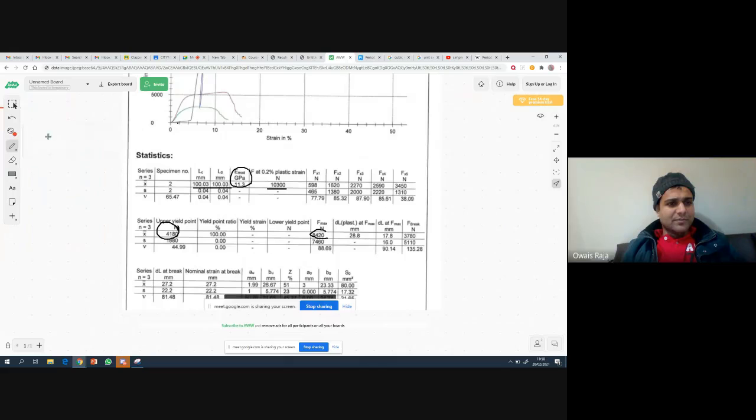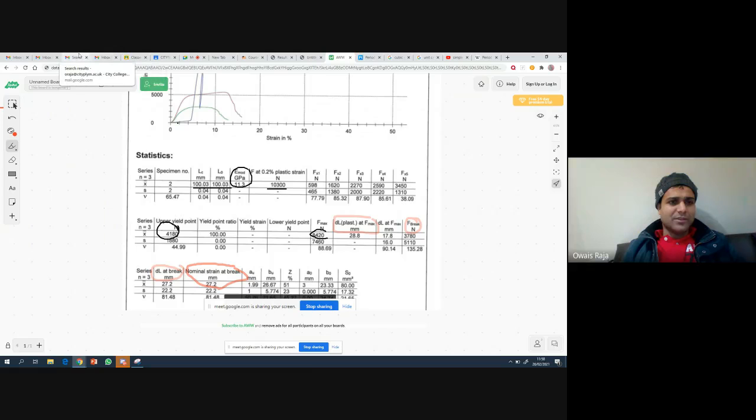Let me change the color. And then you got this, the load at failure, F break. This is the DL plus, which means the plastic deformation, the change in length in the plastic region. DL means the total change in length when the material breaks. And this gives you the strain, the total strain at the breaking point. So that's one of it.